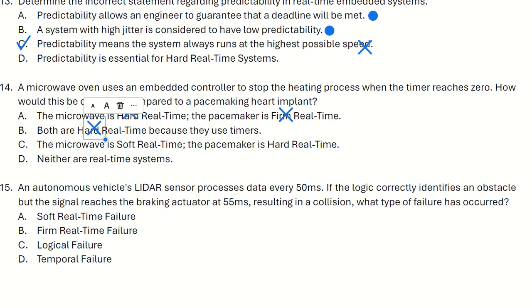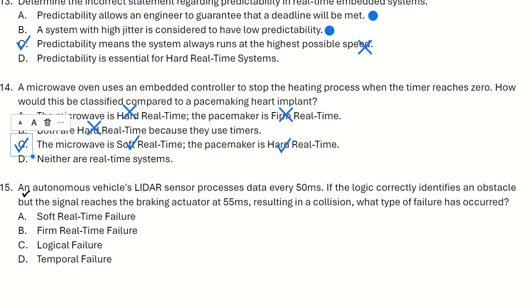So that's why the best way is microwave soft, and the pacemaker is hard because it involves human life. This one is just a piece of cake, the microwave is just going to cook food. So that's why the best answer is C. Either one being a real-time system, this one is also wrong. Basically all commercial systems are real-time systems, either soft or hard real-time system.